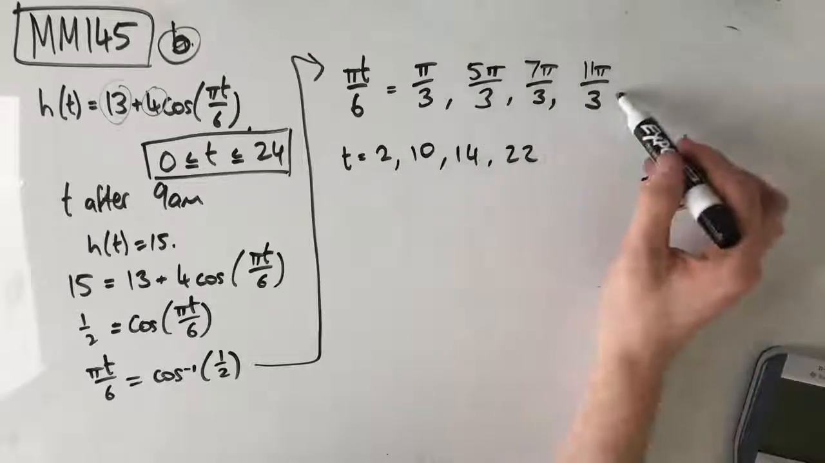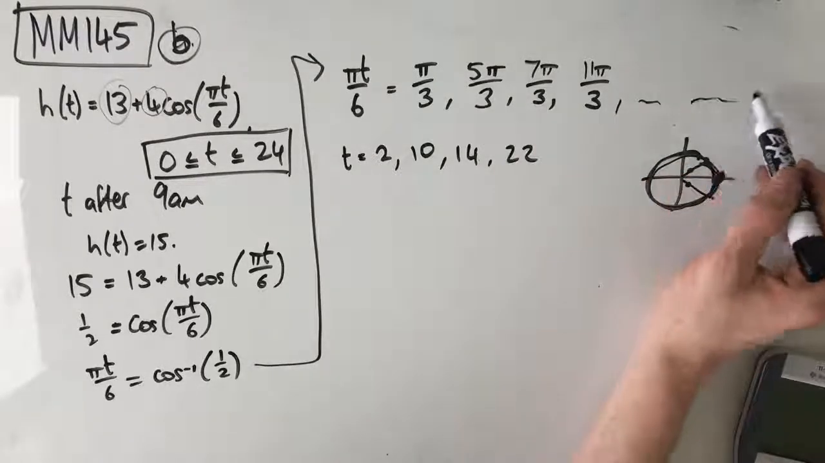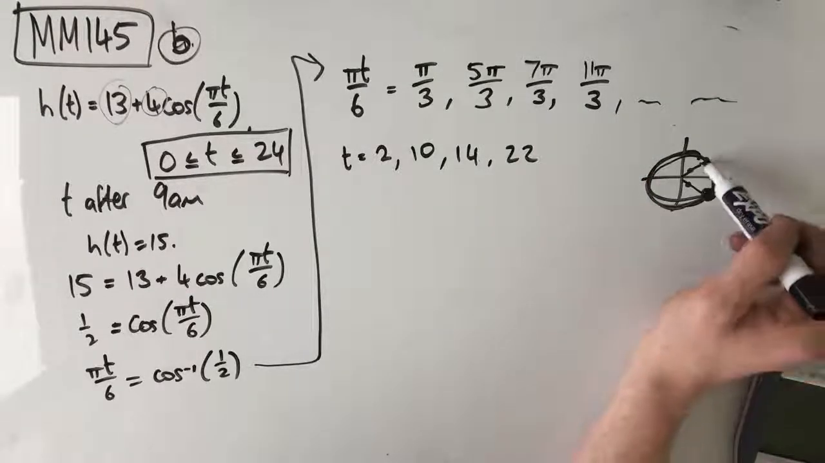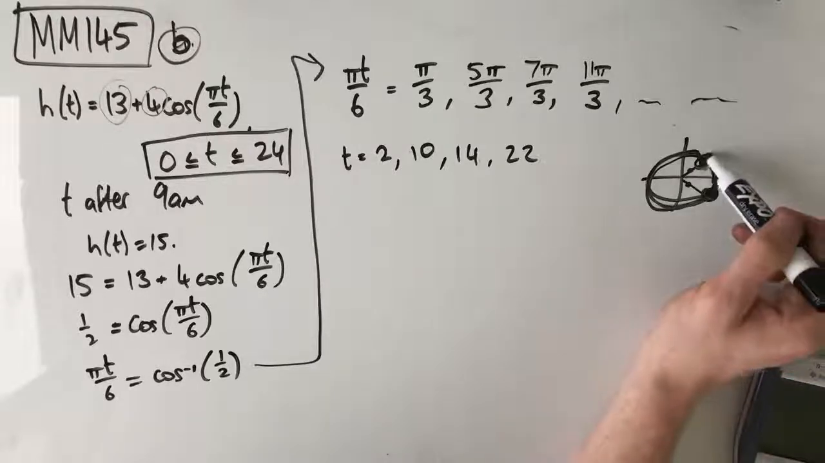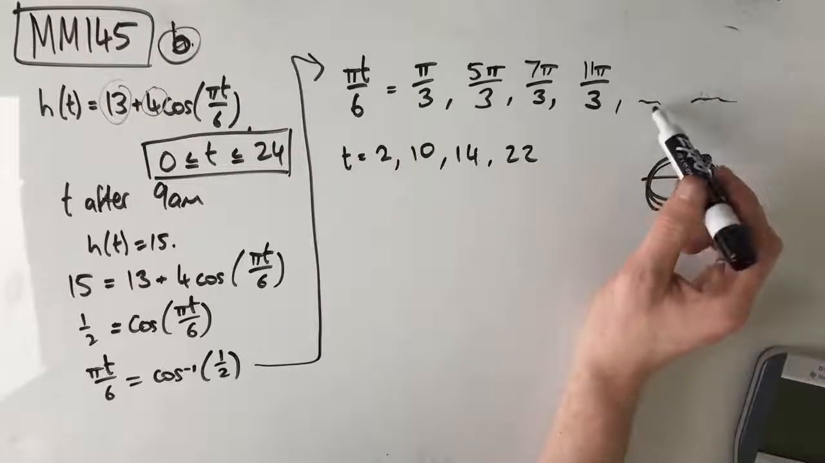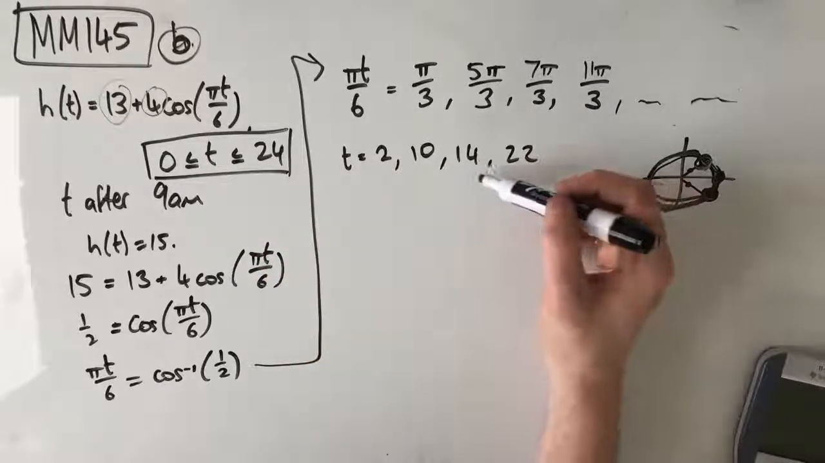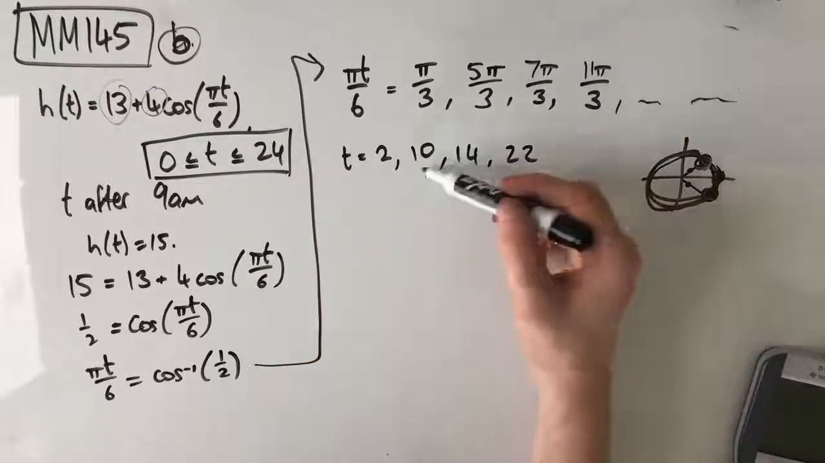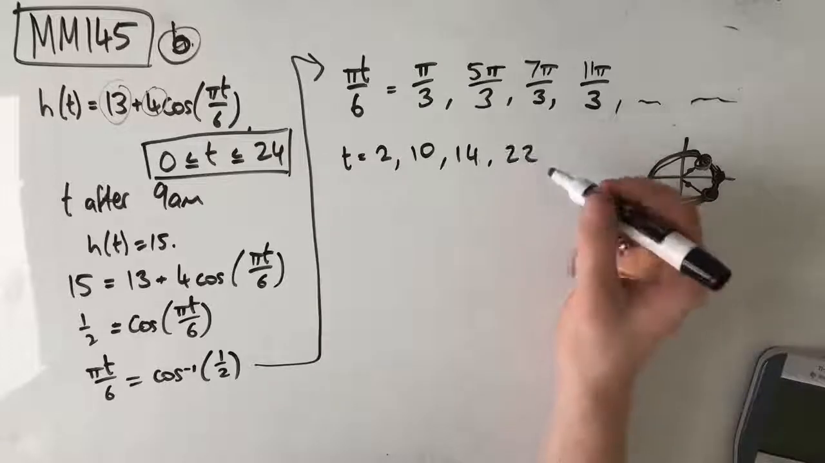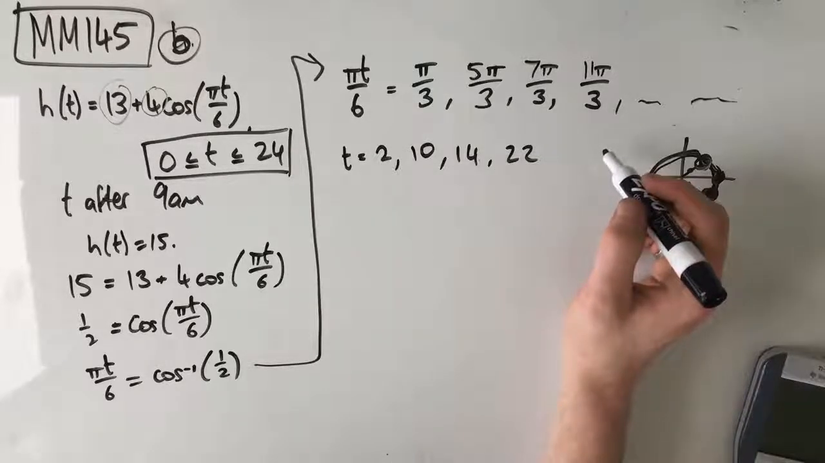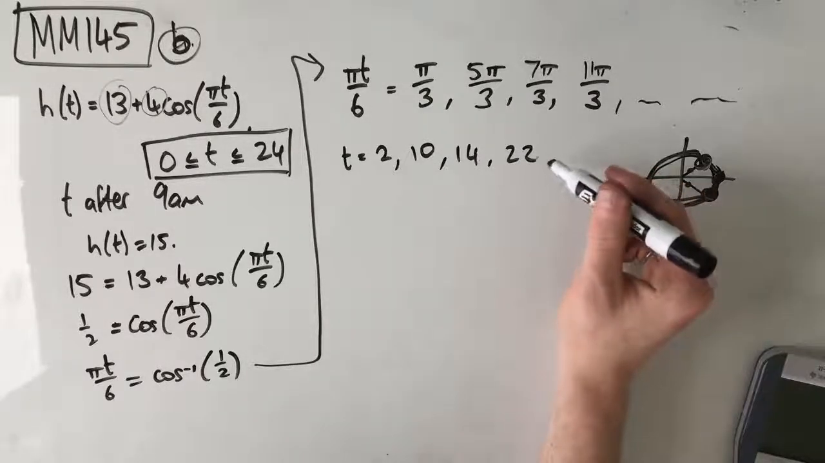Now I would normally write a few more solutions here by just going around again here and here, and then getting rid of the ones that weren't within the 0 to 24 range, but I knew that these 4 were going to be between 0 and 24. So, these are the values of t for which h of t equals 15.